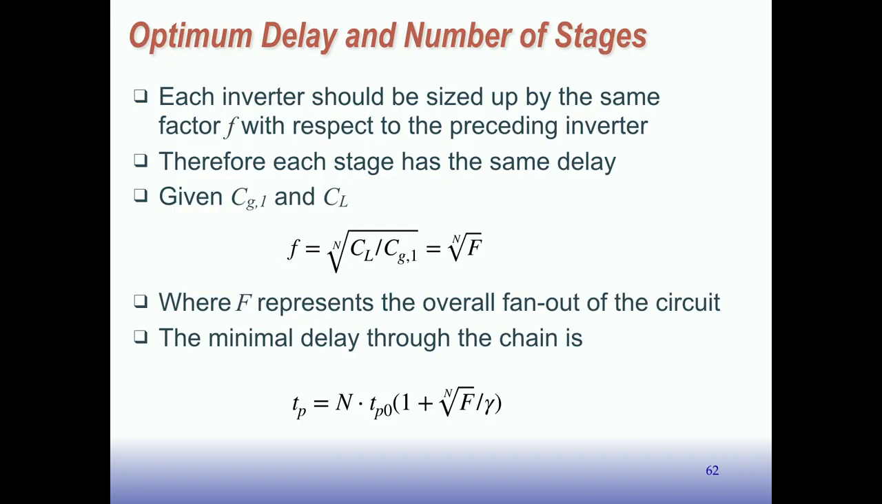So that would make each stage have the same delay, because it had the same f in the delay equation. Therefore, given C sub the gate capacitance of the first inverter and the load capacitance, f should be the nth root of this ratio, the ratio between the total output capacitance and the input capacitance of the first inverter. We call that, by the way, big F. That's the total fan out that this chain is trying to drive. It's the ratio of the load capacitance to the input capacitance of the first inverter. And if we want to distribute that F evenly through these stages, we take the nth root of it.